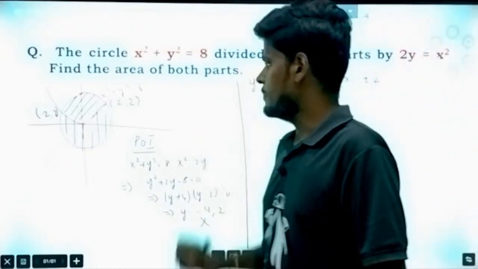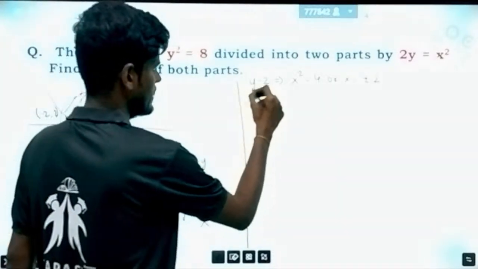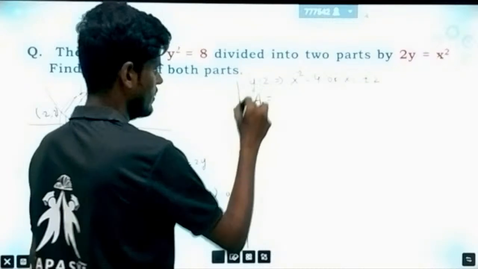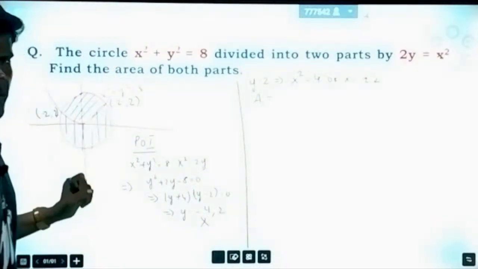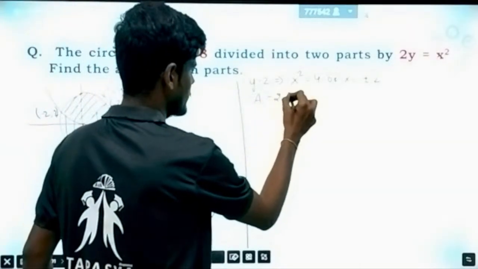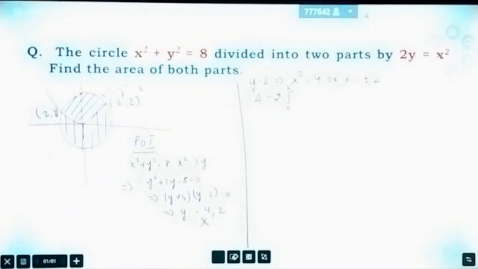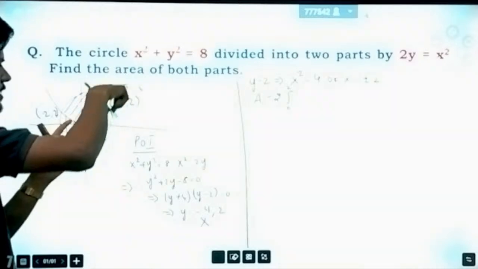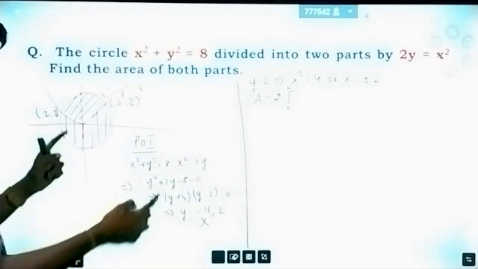Okay, now next what we need to find? The area enclosed between the curves. Let's first find the A1 area. The limit is between minus 2 to 2. As the curve is symmetrical, we can take the area as 2 times the integral between 0 to 2. What is the higher curve? The higher curve is the circle, the lower curve is the parabola. Strip is dx.